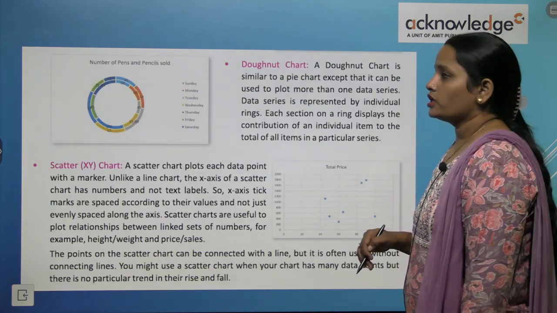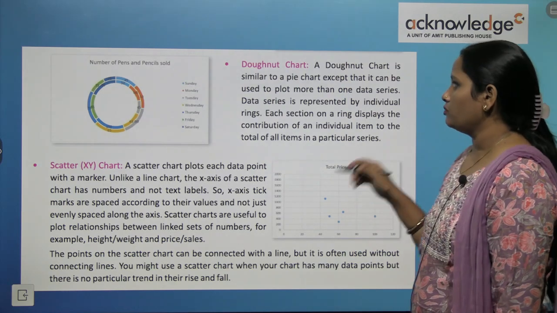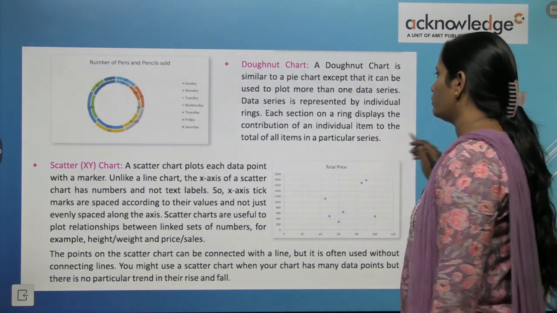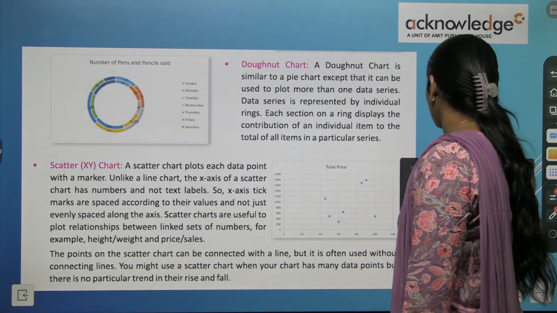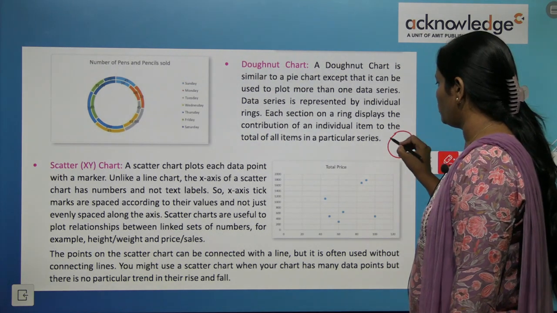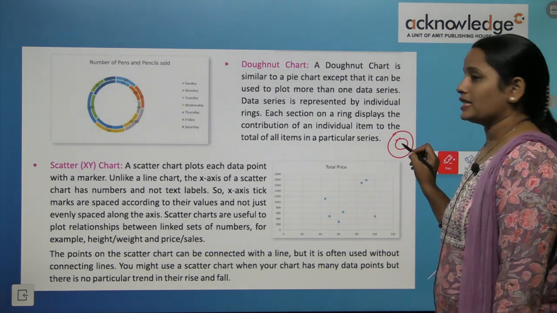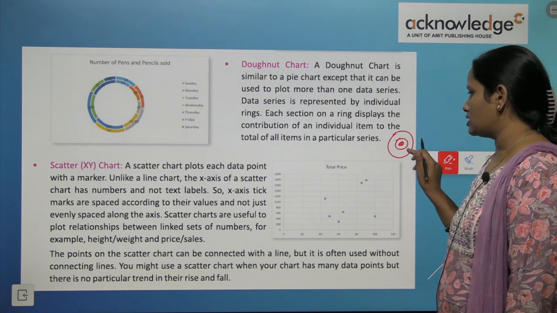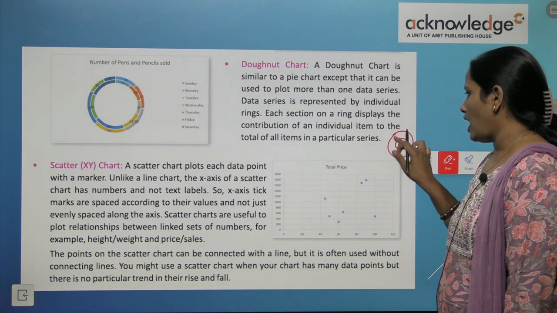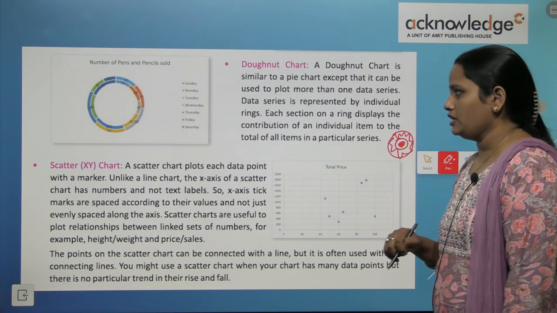Next is donut chart. A donut chart is similar to a pie chart, except that it can be used to plot more than one data series. So as we know what is a donut, we are already familiar with a donut. A donut looks like this that I have drawn here. It is hollow from here, इसमें बीच में से खाली होता है donut, and we can eat this part. This part can be eaten.